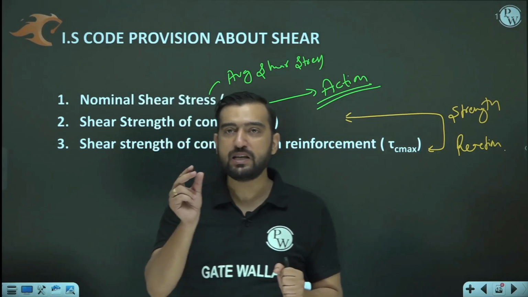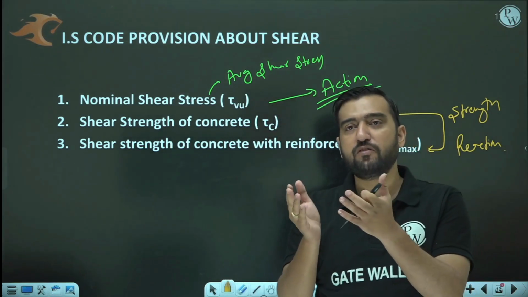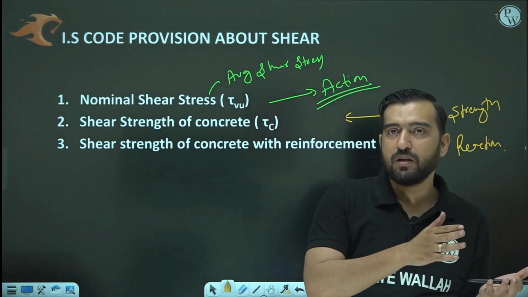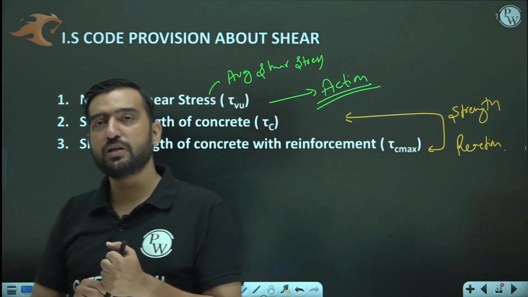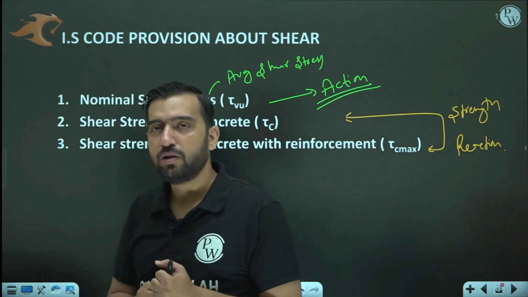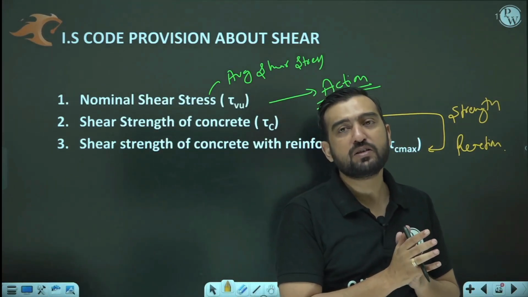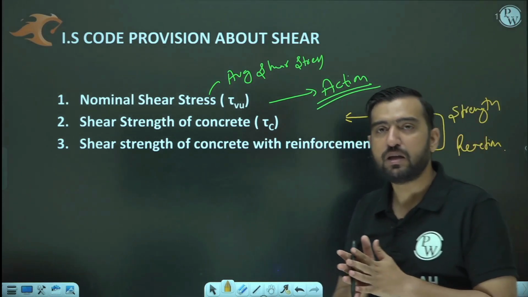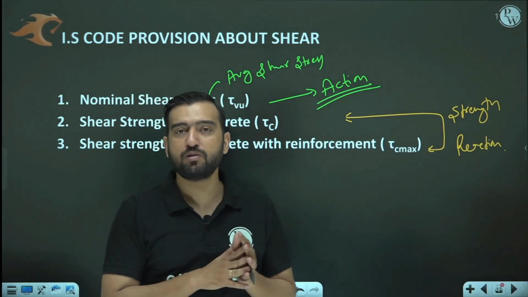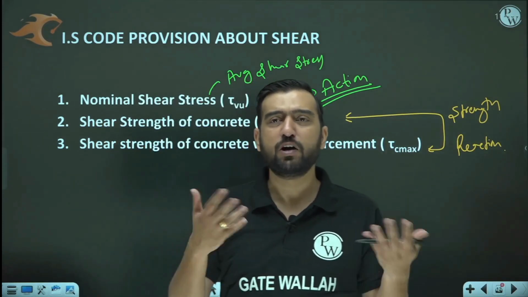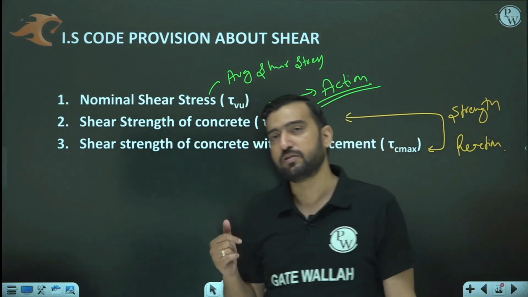If your action is lying within the tau c value, then you do not need shear reinforcement. If your action, tau vu, the developed value of shear stress, is less than the shear strength of the concrete, in that case shear reinforcement is not that critical. If you want to provide it by your own wish, you can provide some minimum reinforcement according to the clauses available in the IS code.